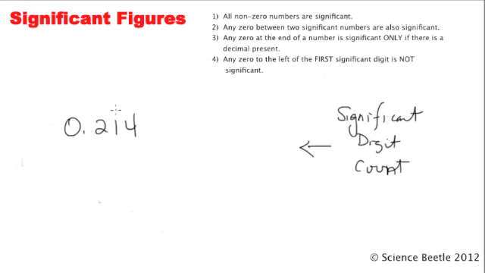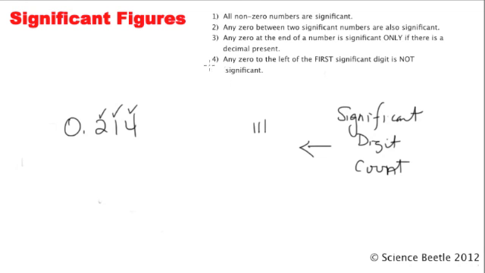If we look at this number here and try to figure out how many significant digits we've got, let's start with rule number 1. All non-zero numbers are significant. So we know that the 2 is significant, the 1 is significant, and the 4 is significant. So far our number is going to be 3. So we got 1, 2, 3. And any zeros between two significant figures, well, there are no zeros between significant figures. The only zero that we do have is actually at the front. So we know that rule number 2 doesn't really apply. And any zero at the end of a number, well, there are no zeros at the end, so rule number 3 really does not apply either.